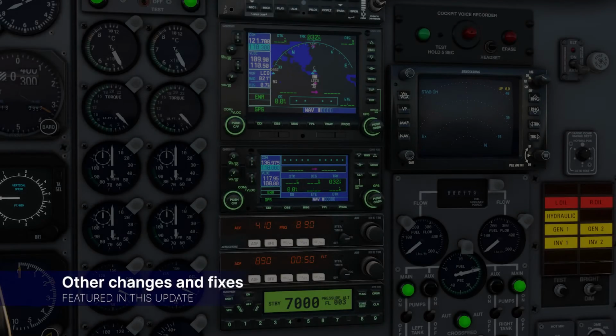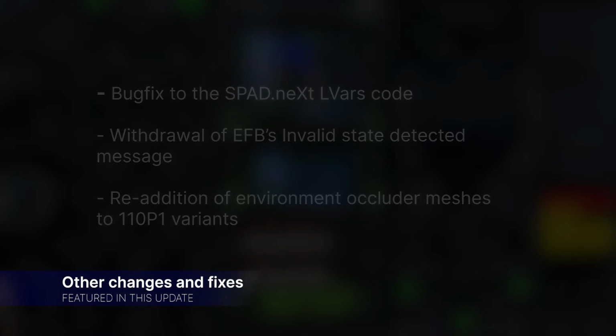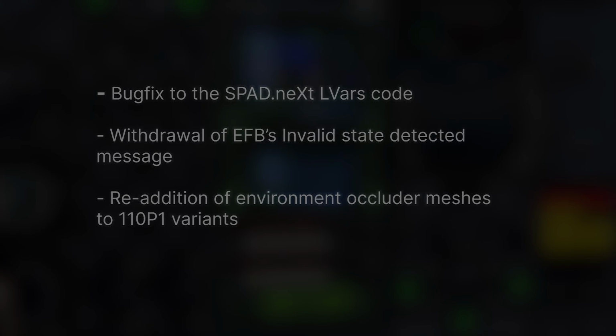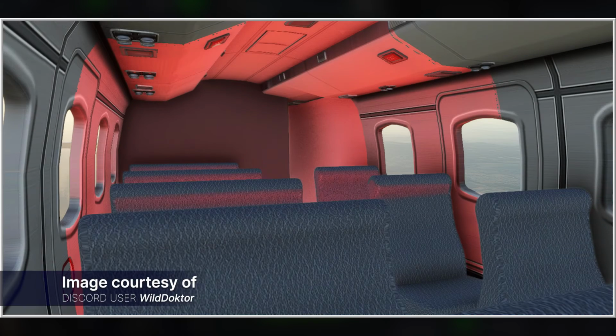Finally, and in addition to the improvements showcased in this video, this EMB-110 update features a bug fix to the logic of some SpadNext local vars, the deletion of the invalid state detected message in the EFB interface, after a bug in the EFB instrument logic, and the reintegration of the environment occluder meshes in both EMB-110 P1 variants. However, please take note that the environment occluder does not prevent exterior lights from flooding inside, including the aircraft's own exterior lights and siren lights of the ground vehicles.